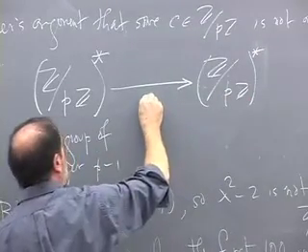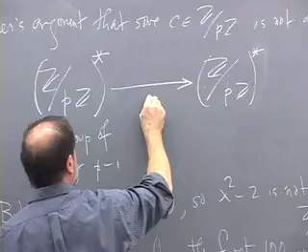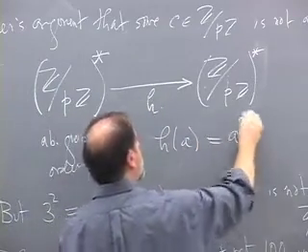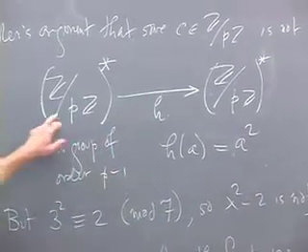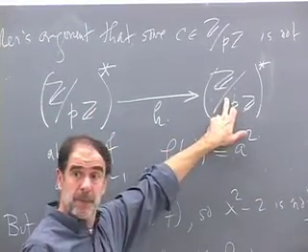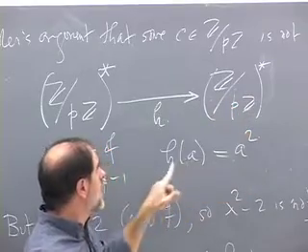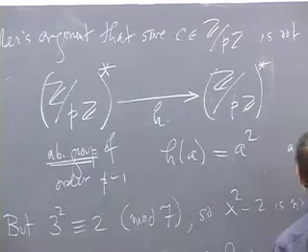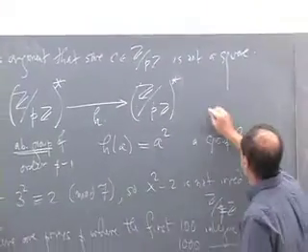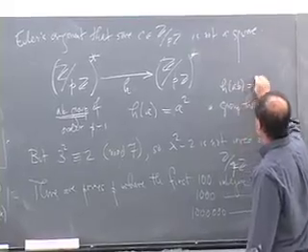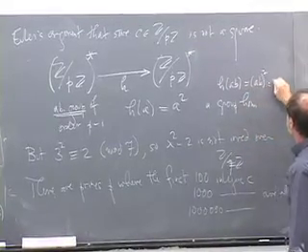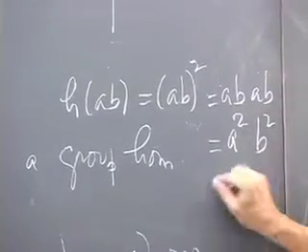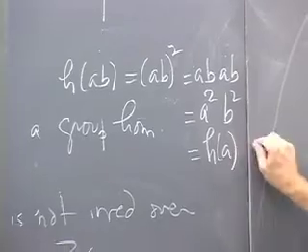Call it a homomorphism. Let's call it H. H of A is equal to A squared. So you take every element and you map it to its square. Now that is a group homomorphism because you're in an abelian group. H of AB, which is AB squared, is AB times AB. And since we're in an abelian group, that can be written as A squared times B squared, which is H of A times H of B.